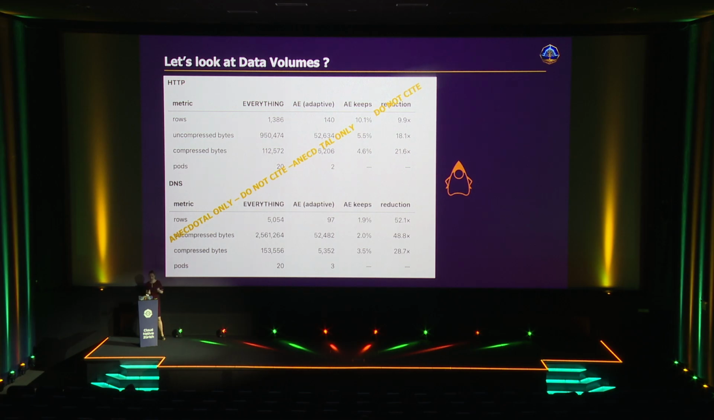But here I'm showing that on my little K3s on which I usually test, I just checked what is read by the adaptive service versus everything in that time window that went over, in this case, the HTTP and DNS protocols.